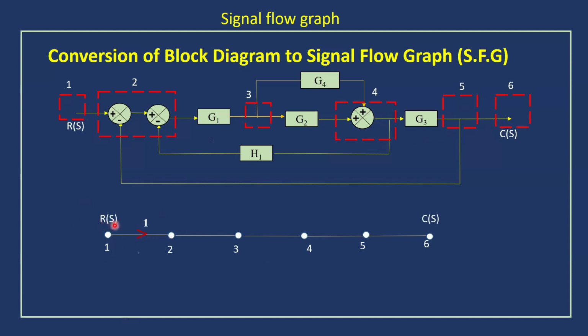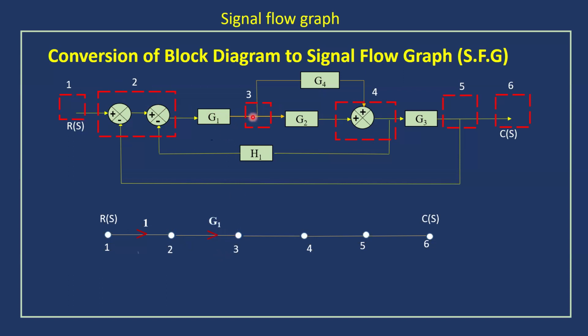Okay. We can take from the input node to the second node, we can represent that gain as 1. And then the second node is the combination of two summing points. From second to third, one block is there, the G1 block, system gain G1. So, we can represent that G1 gain from the second node to the third node.